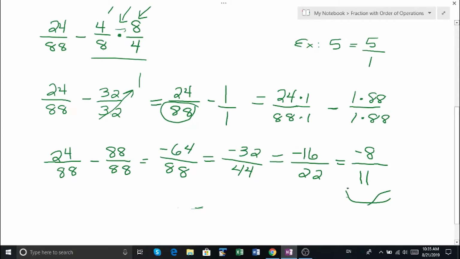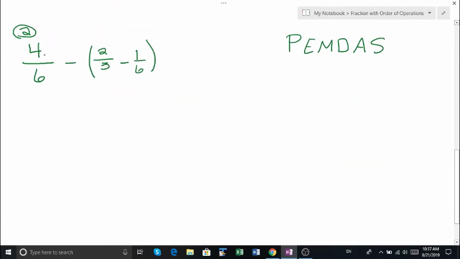My pen is not wanting to work. I'm just trying to circle it and it's not working. There we go.